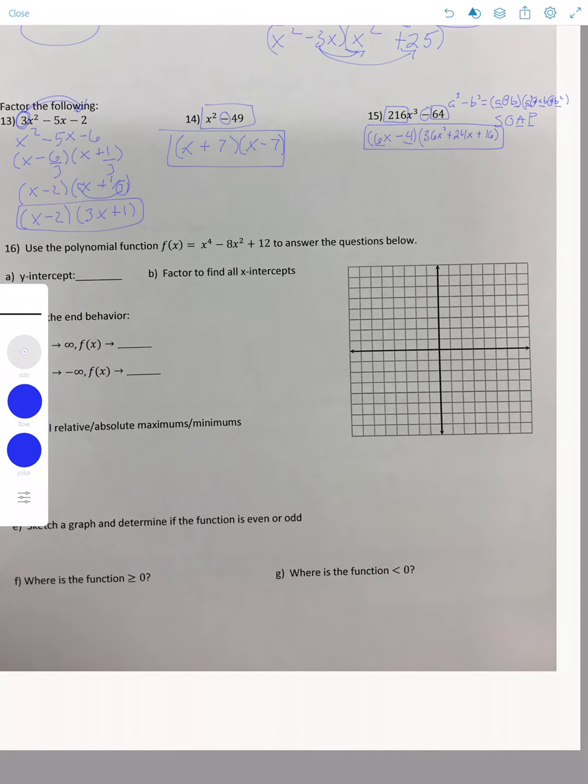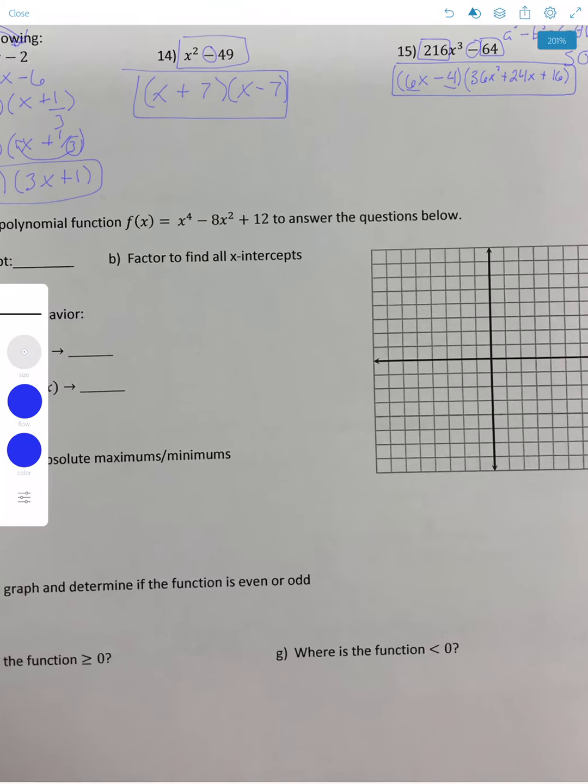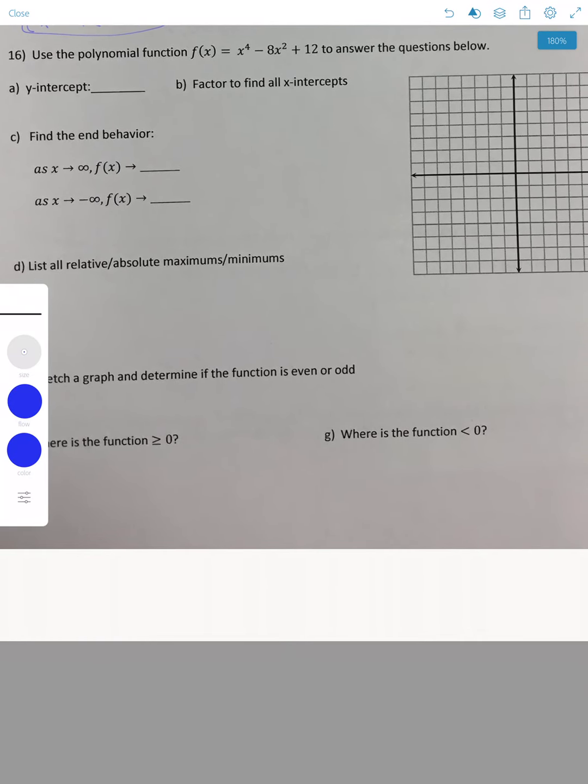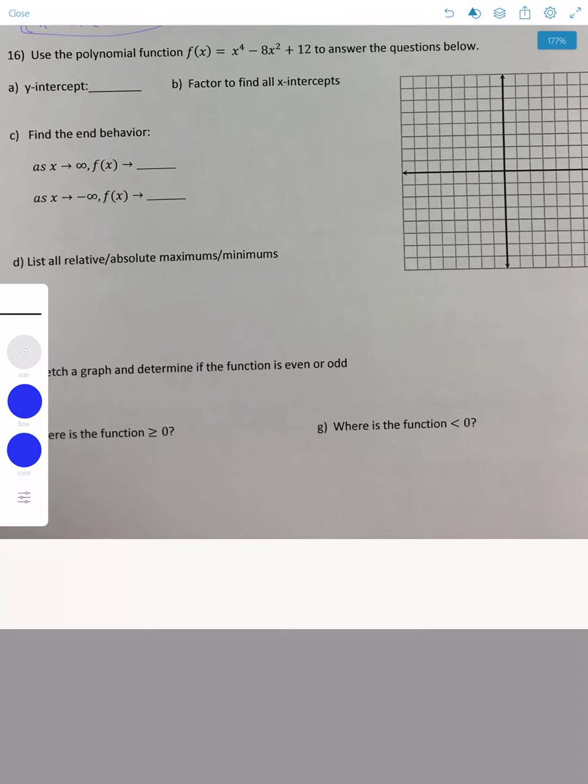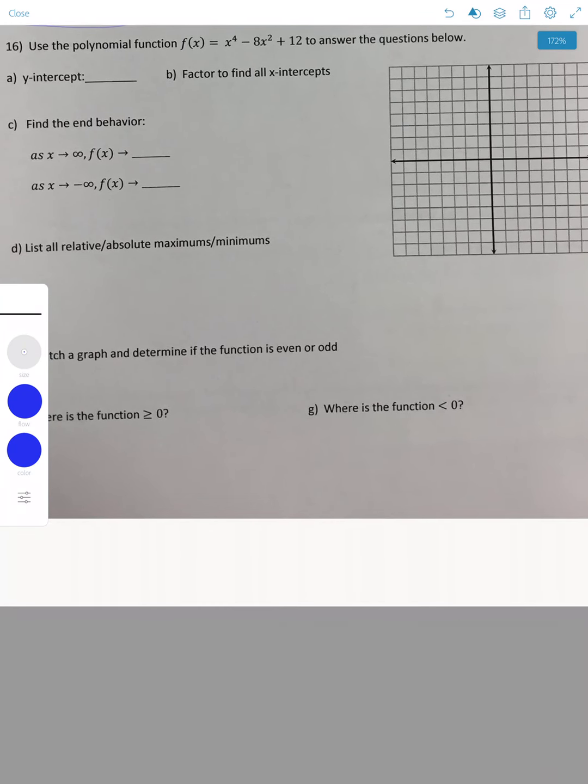All right, finally, the last question. Even though there are multiple parts here, we're going to take a look at this one and do a lot of them, some in detail, some quickly. But let's take a look. So first, what is the y-intercept? It's always your constant, the number by itself.